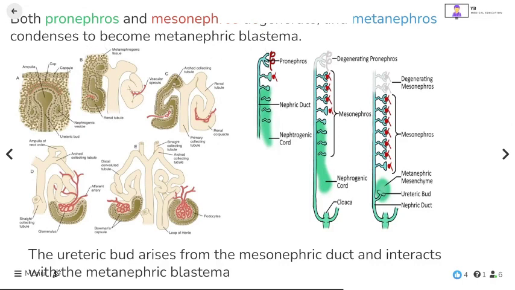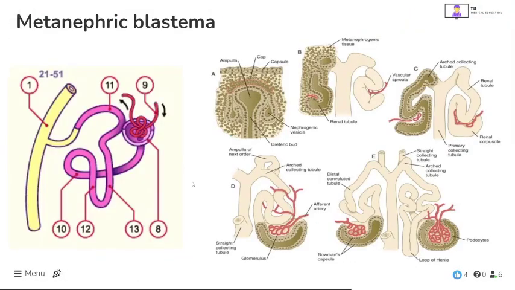As you guys see here, these are the nephrogenic cord cells, right? This is the nephrogenic vesicle. Forget about the names, just know that these cells condense to eventually become the glomerulus and the early tubules, right? The PCT, the loop of Henle, the DCT, until the DCT eventually. And then the other parts come from the ureteric bud. This is the ureteric bud, okay? Again, the ureteric bud arises from the mesonephric duct and interacts with the metanephric blastema, okay?